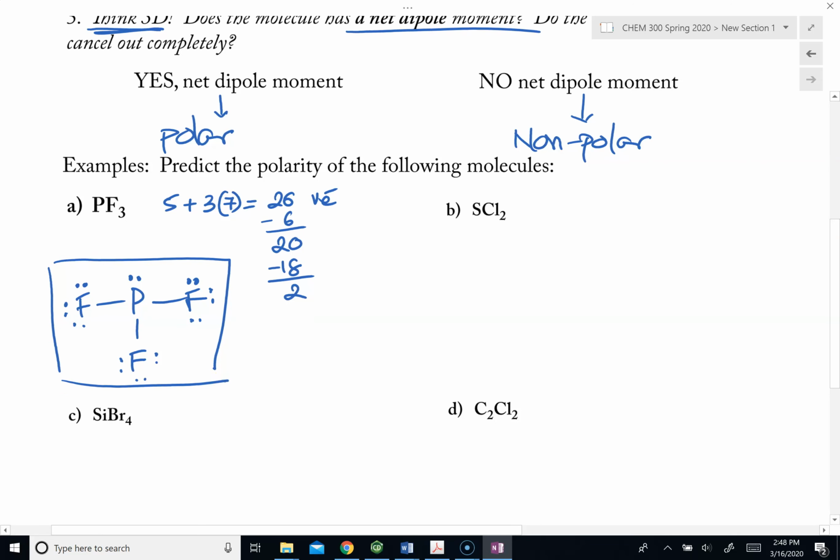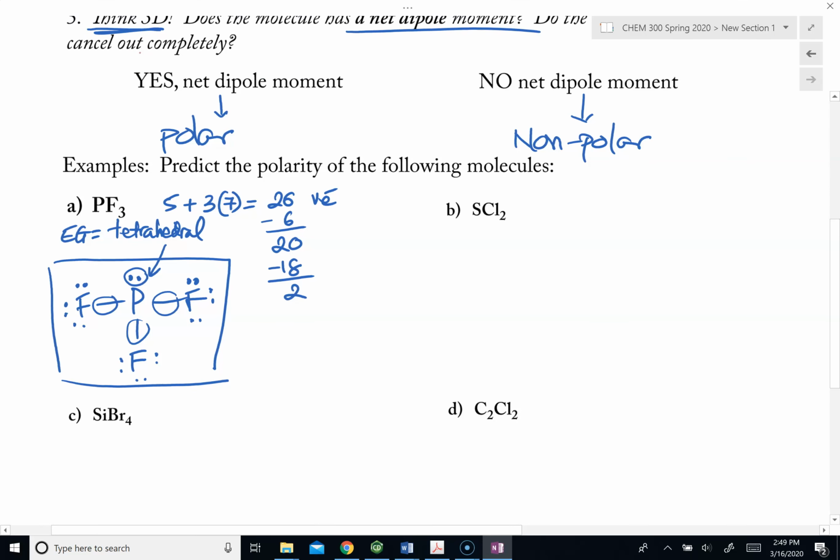And now next, we need to draw the 3D structure of this molecule. To draw the 3D structure of a molecule, we need to be looking at the electron geometry of the central atom. And in this case, we can see that the electron geometry of the phosphorus will be tetrahedral. Why is it tetrahedral? Because the central atom has 4 electron groups surrounding it. So 3 bonds and a lone pair of electrons. So overall, there are 4 electron groups, thus tetrahedral.